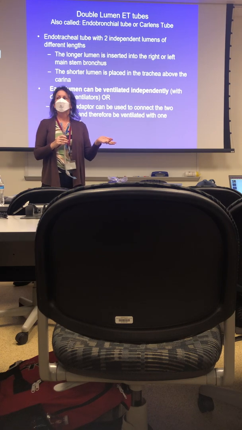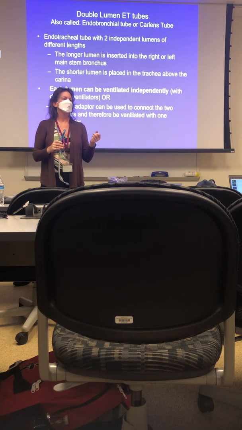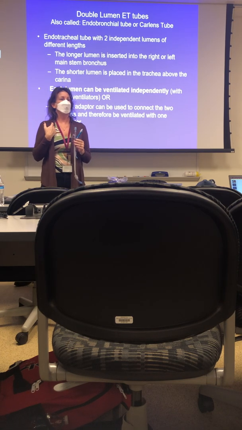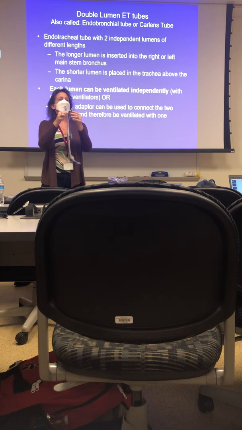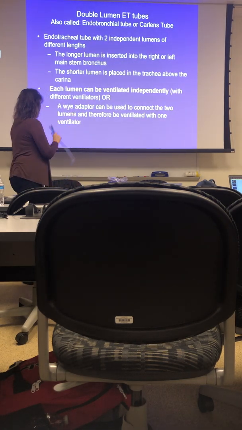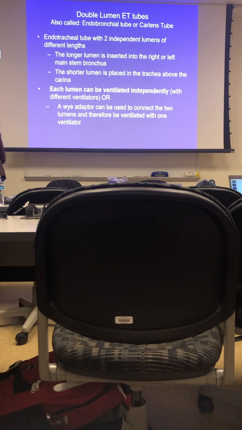Or, let's say you had a patient who has a bad pneumonia on the right, so you want to ventilate these patients differently. You want to ventilate the left lung with less pressure, not to injure the left lung, and the right lung you need to ventilate differently. So you could hook up each tube to a different ventilator to independently ventilate both lungs. Pretty cool, right? Okay, so that's an endobronchial tube or a Carlin's tube. We always call it a Carlin's tube, but you would see it on your boards as one or the other here.